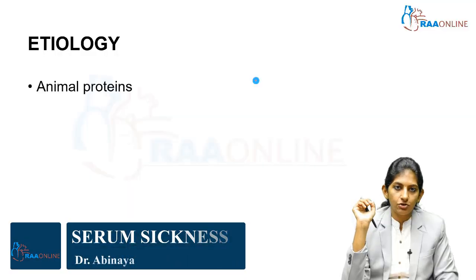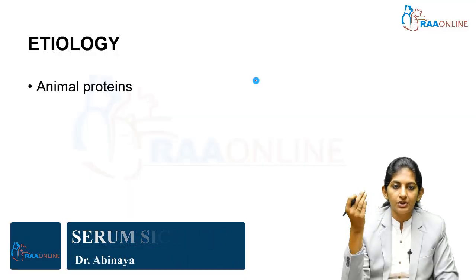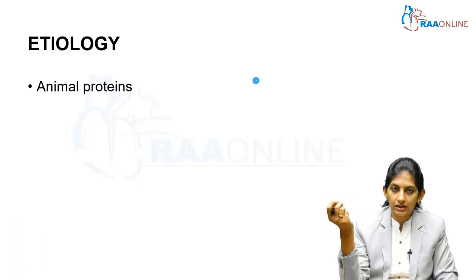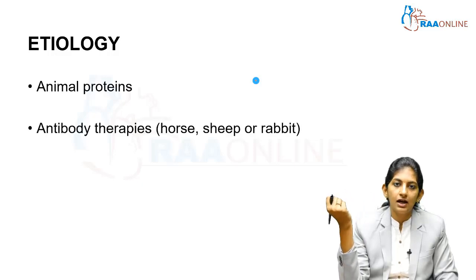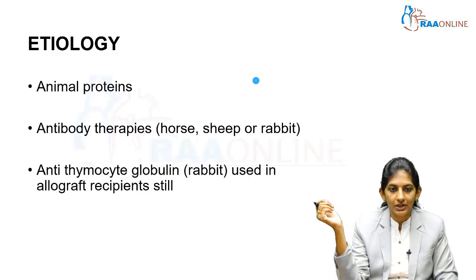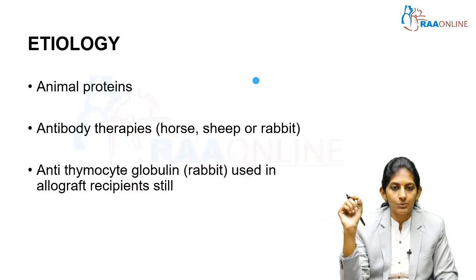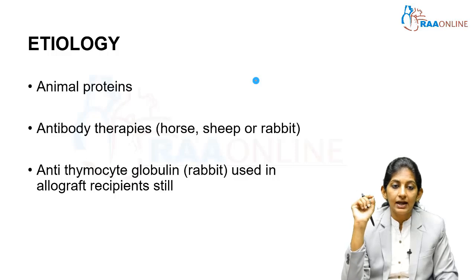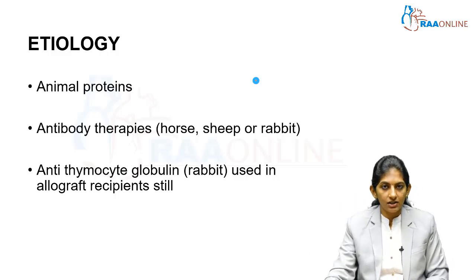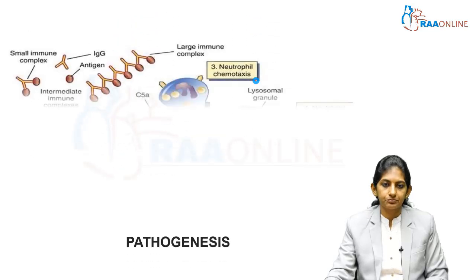So the etiology of serum sickness: it can be due to animal proteins, say like bovine insulin, porcine insulin, or the anti-sera derived from horse serum. All these animal proteins can cause serum sickness. Antibody therapies derived from animals, horse, sheep or rabbits, and ATG, anti-thymocyte globulin derived from the rabbit, is still used in some allograft recipients. So all these are presumed to be the etiologies of serum sickness.